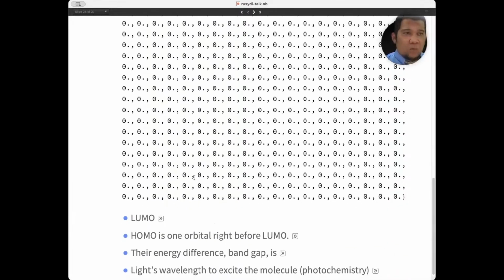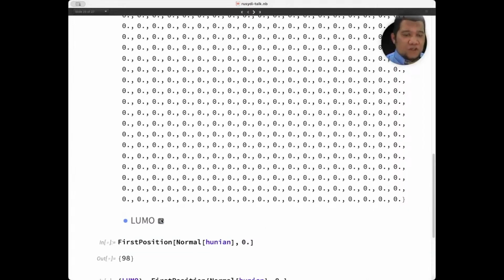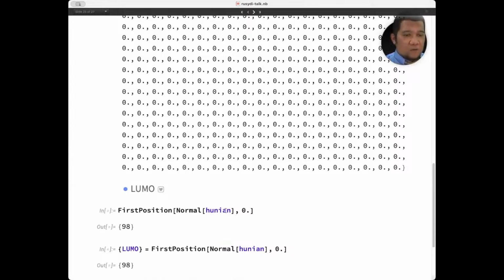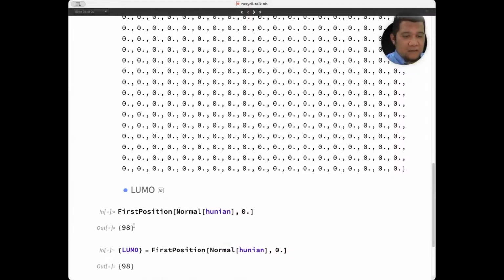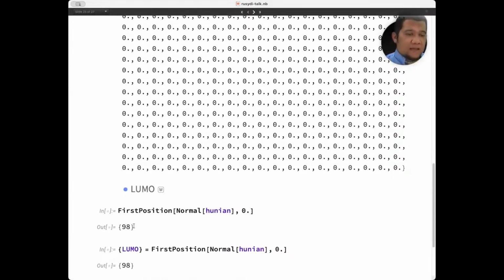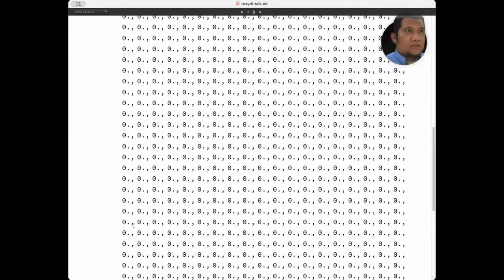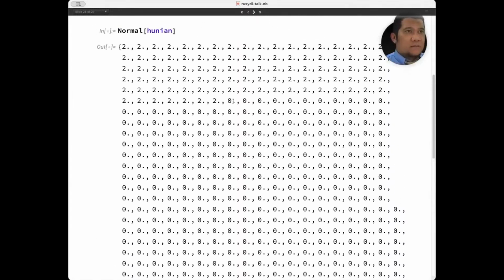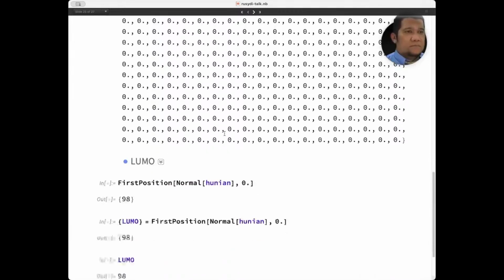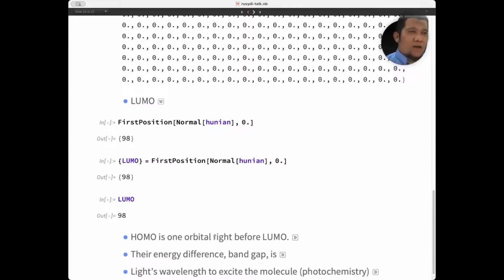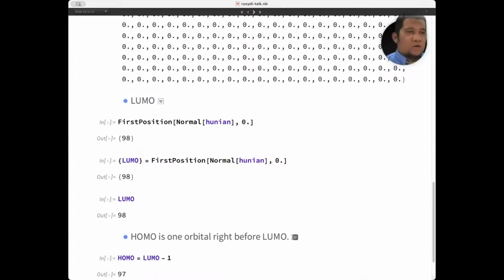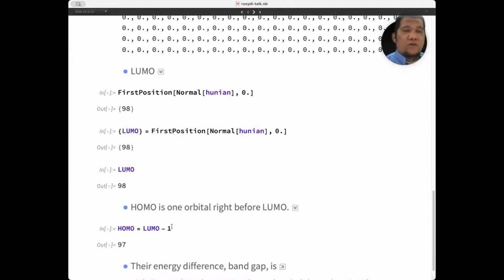LUMO. LUMO is the first orbital with zero occupancy. Therefore, we use the function FirstPosition to get Hunian 0. We got the result 98, which means MO number 98 is LUMO. It is somewhere in here. This is LUMO. HOMO is one orbital right before LUMO. So we only need to subtract 1 from LUMO.